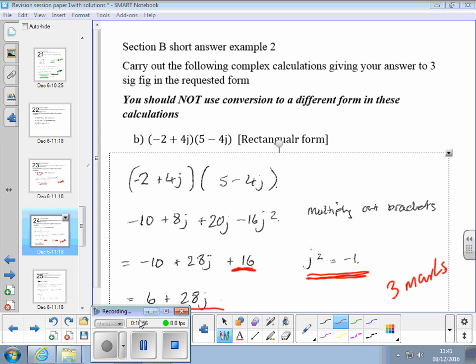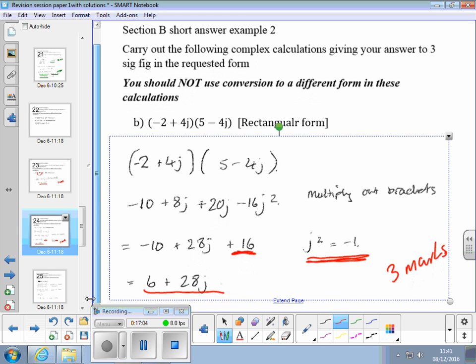11. No. But I still got all the marks because I've got 6 plus 28j. I don't quite understand what you're doing. J is just... It's asked for 3 significant figures. So 28j is equal to the square root of 28. No, it isn't. That number means 28 times the square root of minus 1. Oh right.